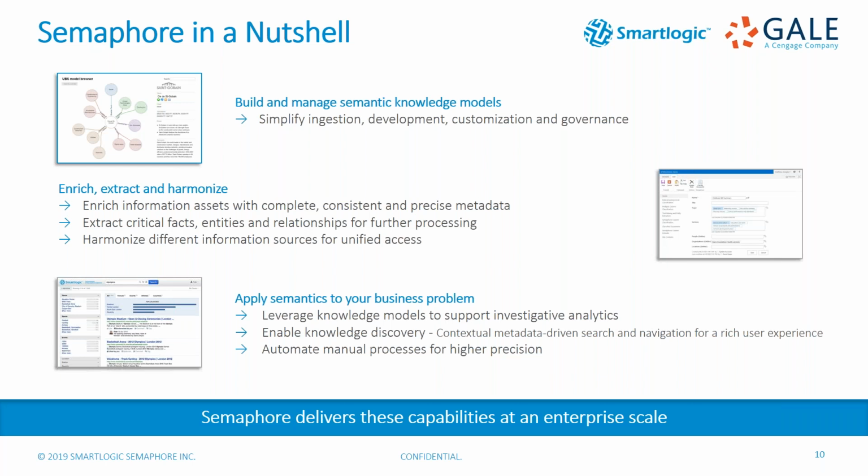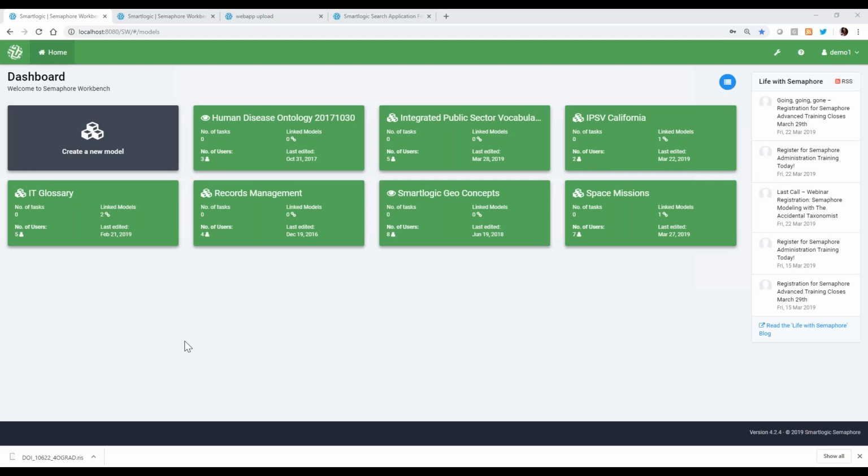So with that, I'll take control and show you a little bit of Semaphore. So here you should be seeing my desktop, this is the main Semaphore workbench. And you can see I can manage multiple models. These are models that are available to this particular user that I'm using. And you can see I have different rights to different models, so you can control who has access to models and what they can do with it. This user can only view some models, whereas in other models they can edit and manage them.